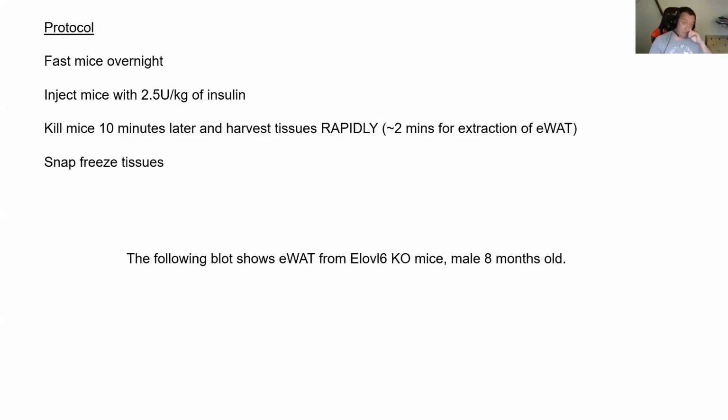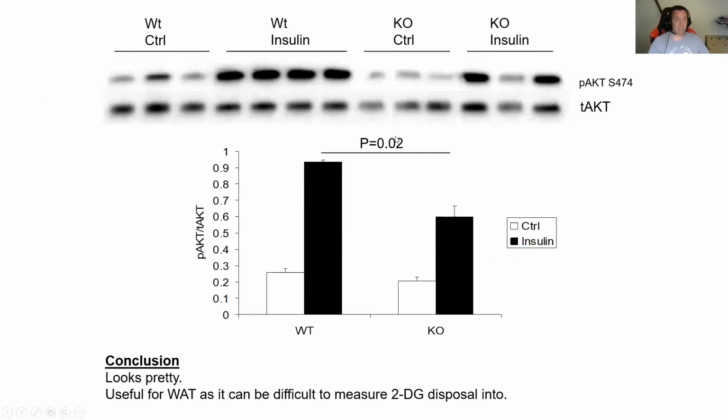And so the following Western blot shows EWAT from Lipin 6 knockout mice. These are males, they're 8 months old. What we see here is control versus insulin stimulated, and we're looking at phospho-AKT, phosphorylated on serine 473, I think it is, I don't think it's 474, versus total AKT. It essentially shows that you take a fasted animal, inject it with insulin, and you get a massive induction in measurable AKT phosphorylation. And the knockouts were somewhat reduced.